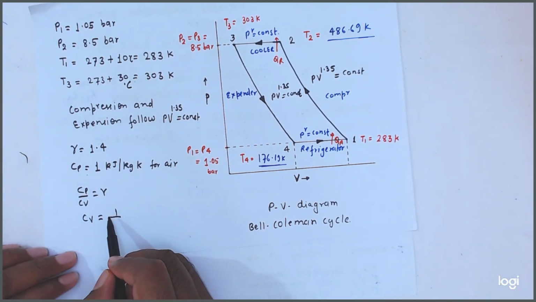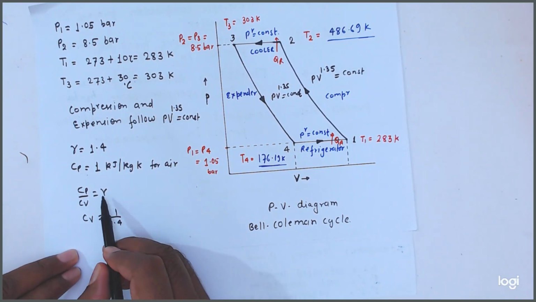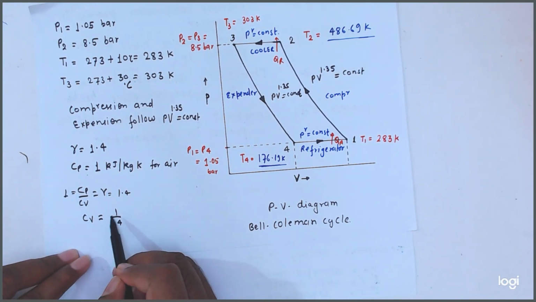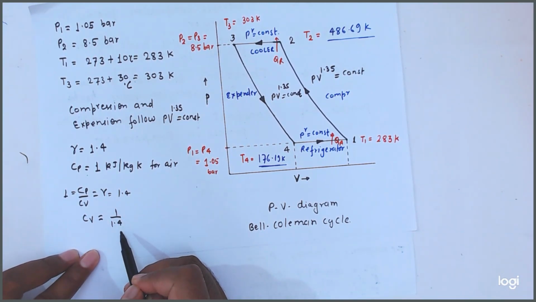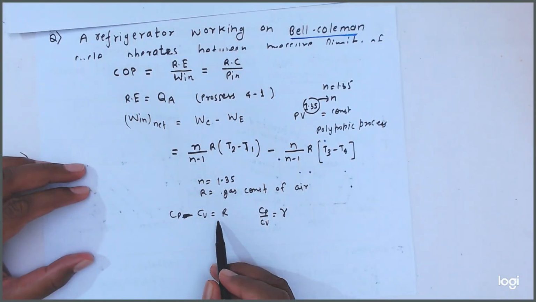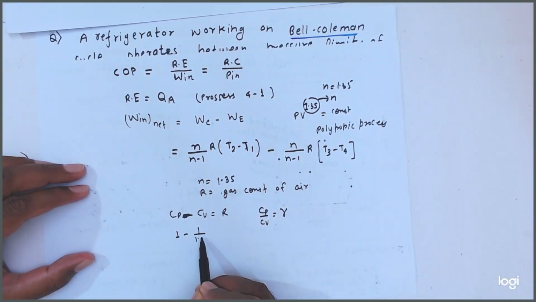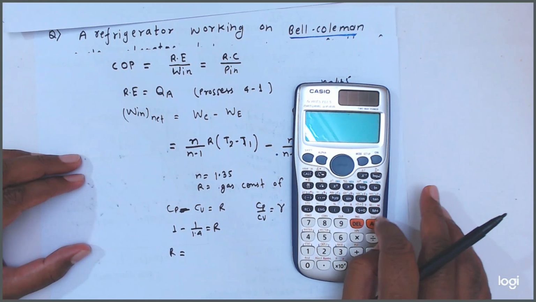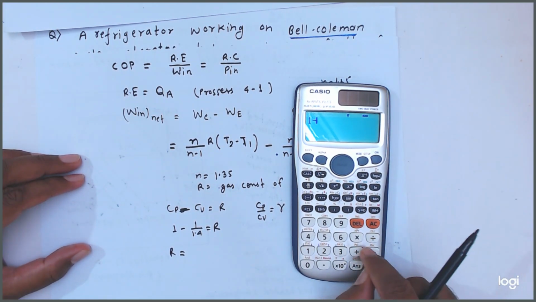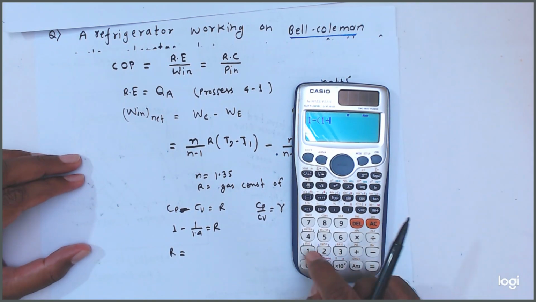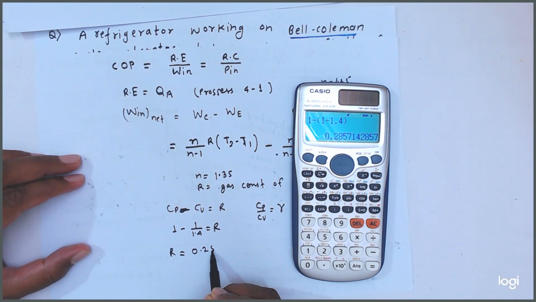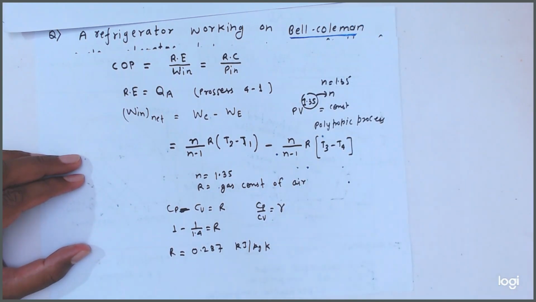1 by 1.4 it will come, because gamma equal to 1.4 and Cp equal to 1. So Cv equal to 1 upon 1.4. So from here friends, R value equal to how much? Cp minus Cv equal to R, so R equal to 1 minus 1 divided by 1.4. So it will give friends 0.287 kilojoule per kg Kelvin.